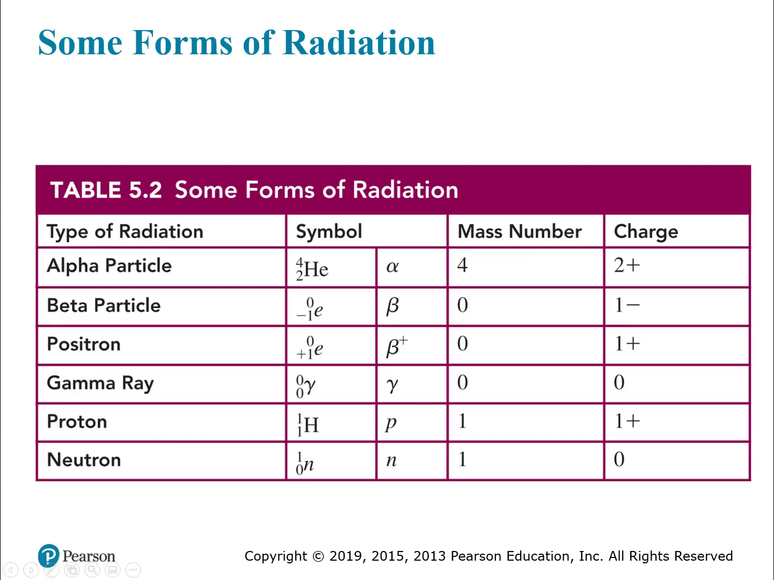This table will be very helpful because it summarizes some of the different types of radiation, and it includes protons and neutrons because those particles can also be emitted as part of radiation. I'd recommend putting this in your notebook because it will help you recognize the symbols and understand what they mean. Like I said, you'll need to know these for the exam. You will not be provided with this table.